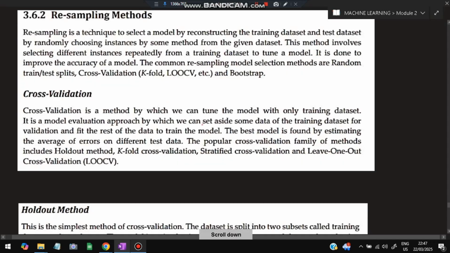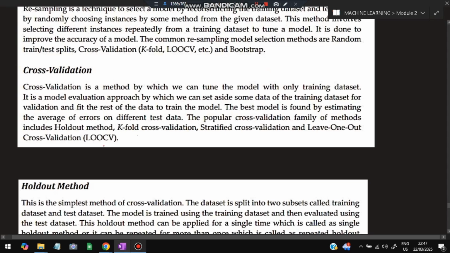But how will it happen? We'll be using LOOCV, leave one out cross validation. This will be discussed in the upcoming topic. Also, we can use the holdout method, k-fold cross validation, and stratified cross validation. The important ones are holdout, k-fold, and LOOCV.